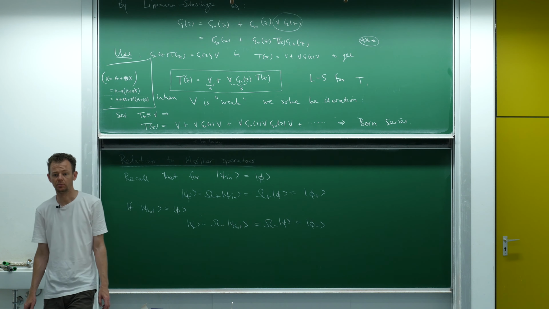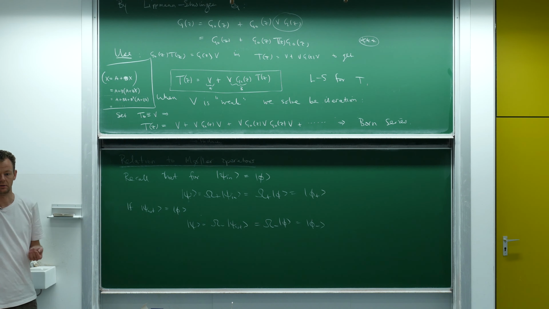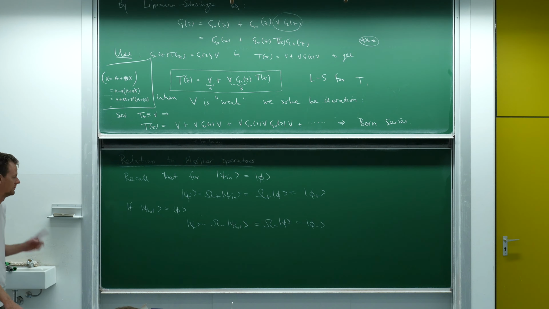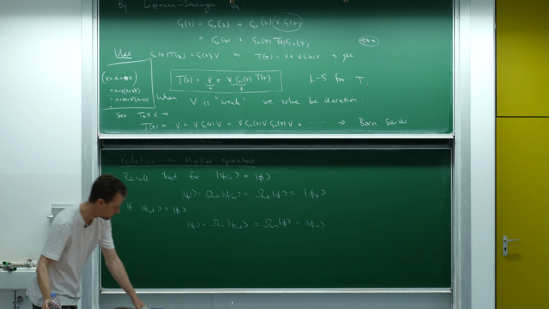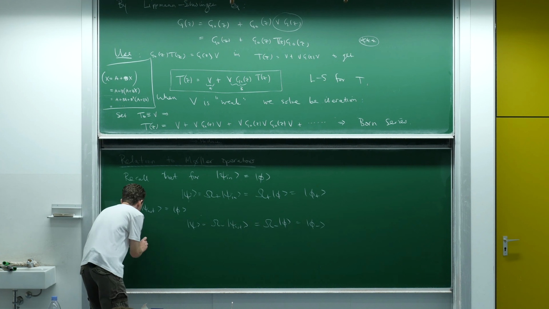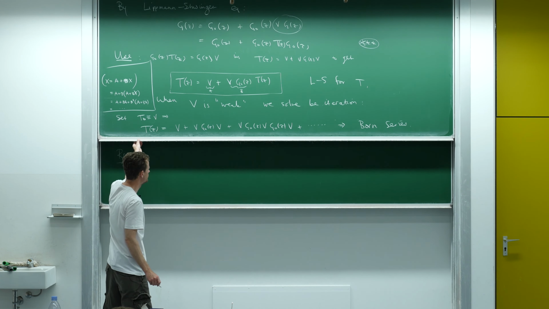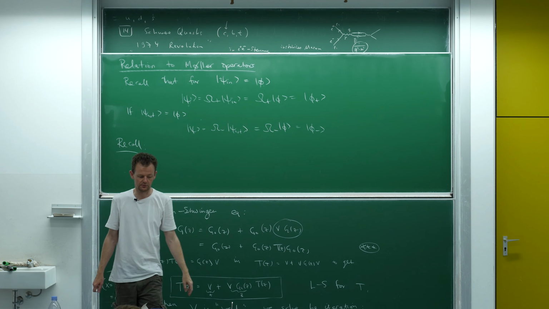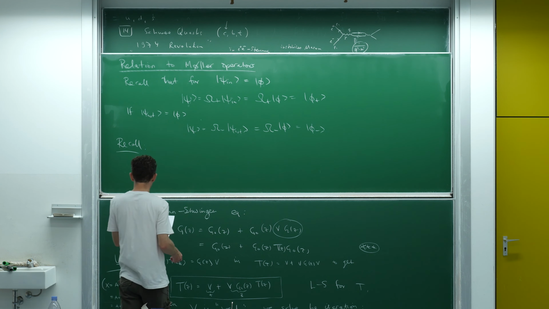And we had a definition for the Møller operator. It was like evolve infinitely far in the past with your interacting Hamiltonian, and then evolve infinitely far back into the future with your free Hamiltonian. That was the definition. And we're going to use that definition now to connect it to the T and G operators. And the way we do that is with a little integral that we derived.